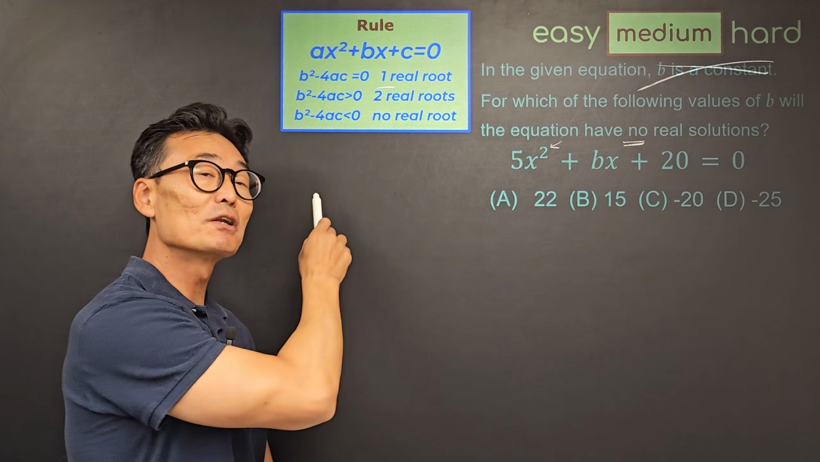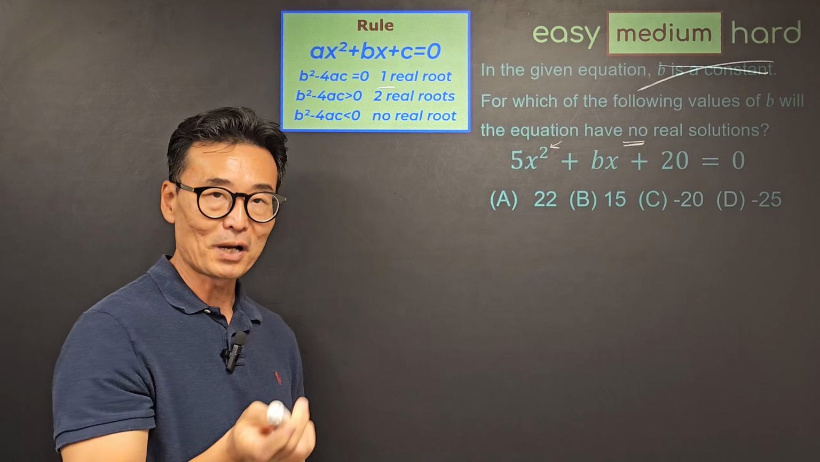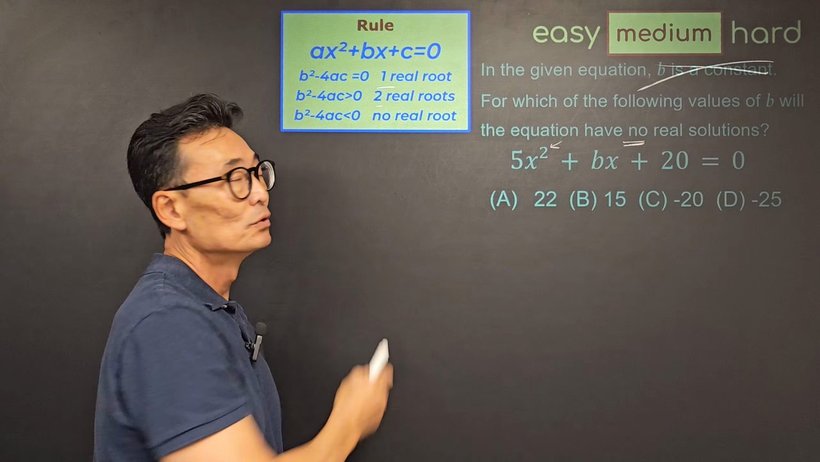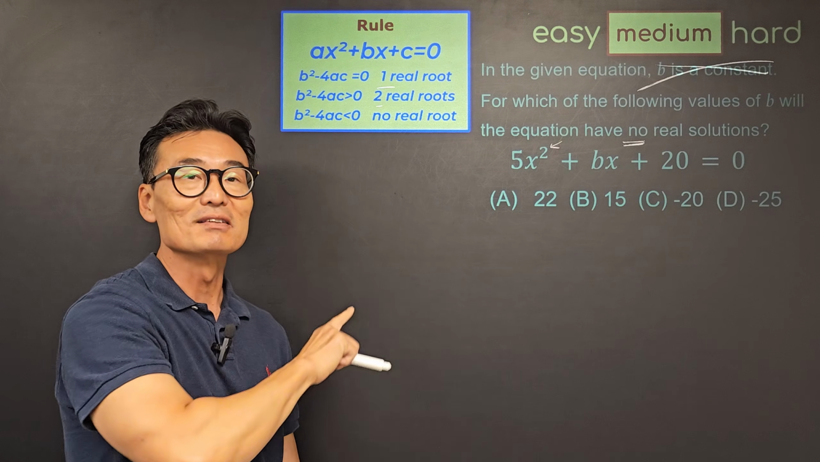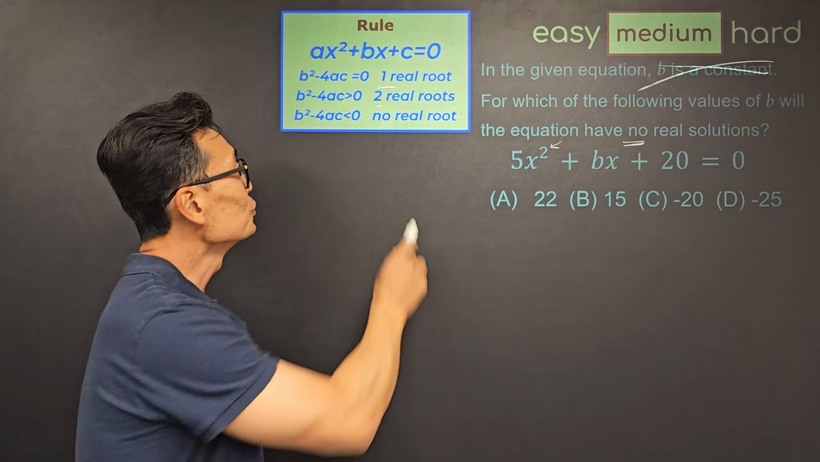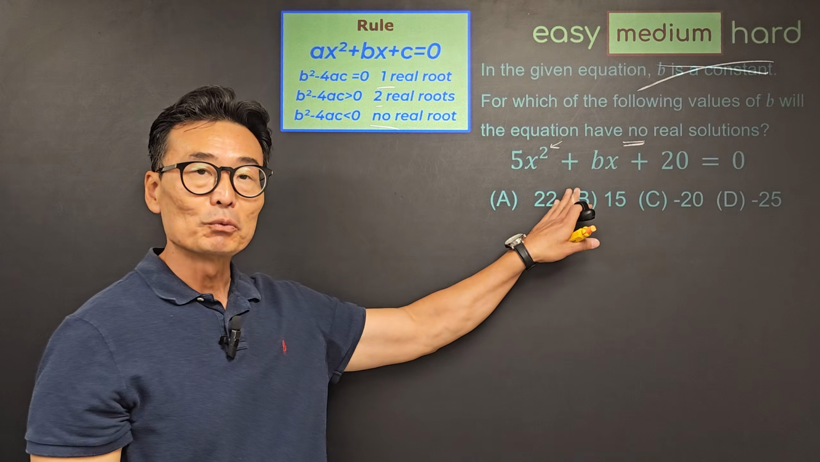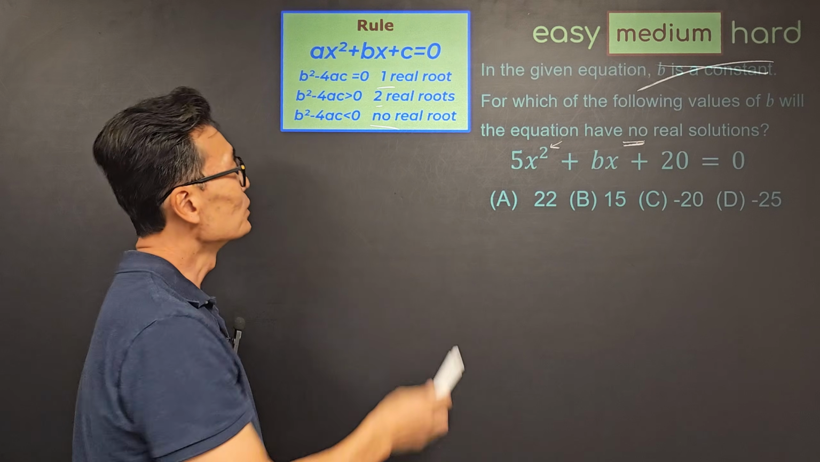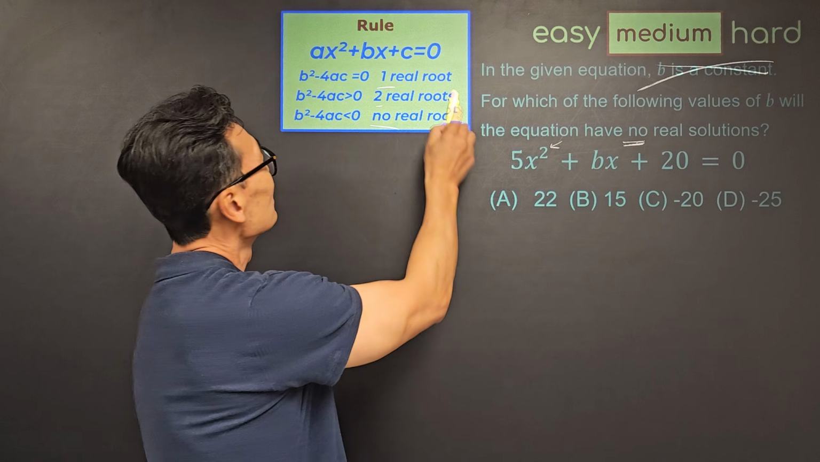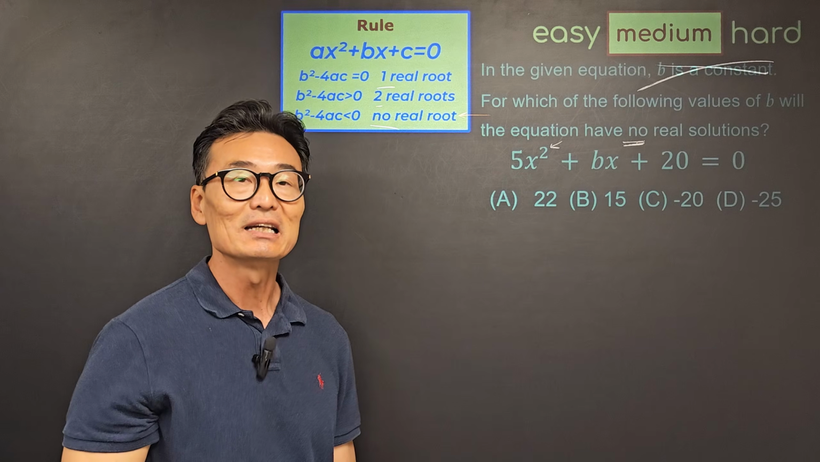That's where you get one real root. However, if b squared minus 4ac is greater than 0, or positive, you get two real roots. But if the b squared minus 4ac is less than 0, or a negative value, you get no real root. And that's what we're doing. And remember, we're doing the no real root. So we're going to be focusing on the third one here, where b squared minus 4ac is less than 0.